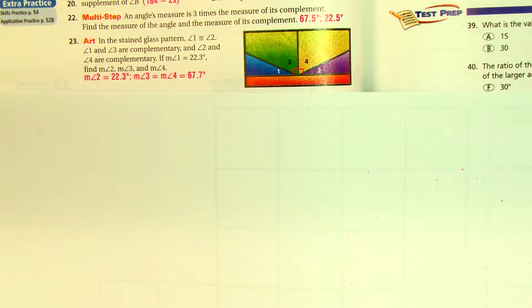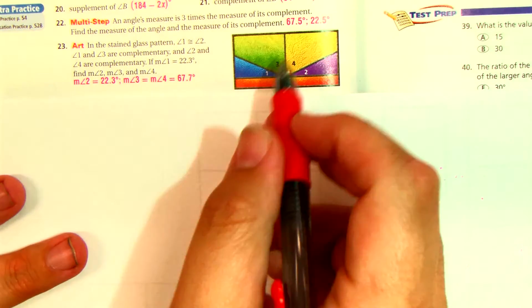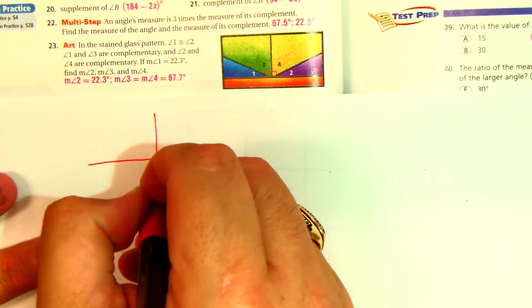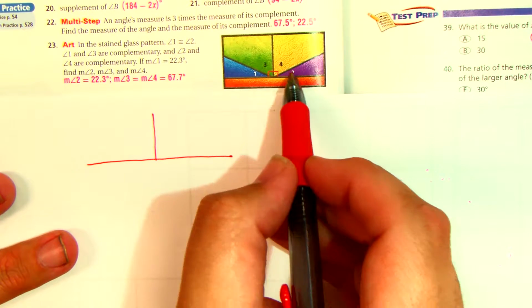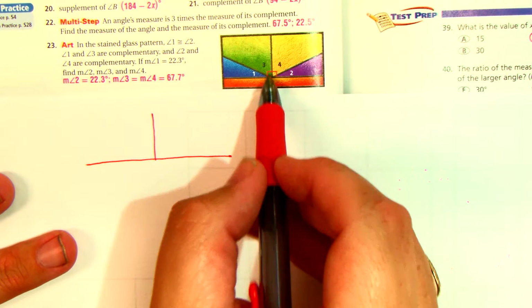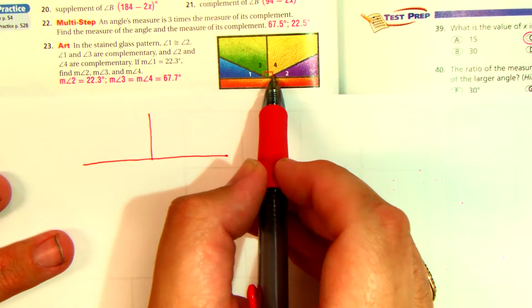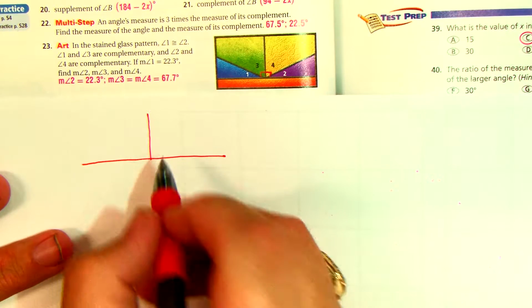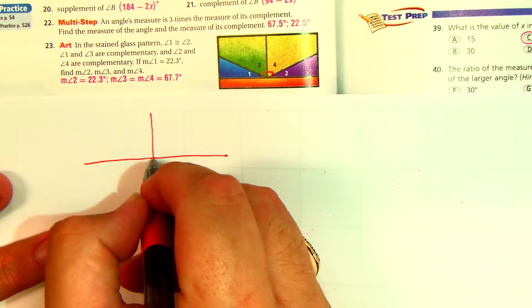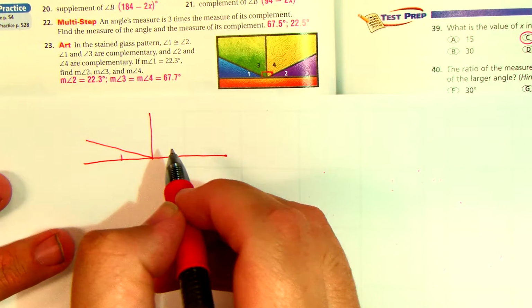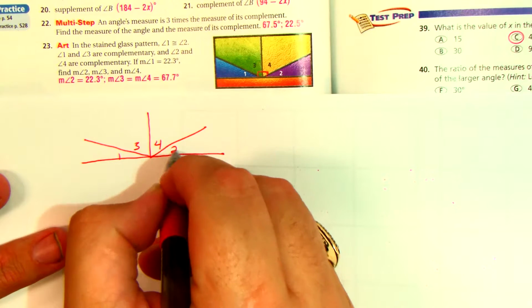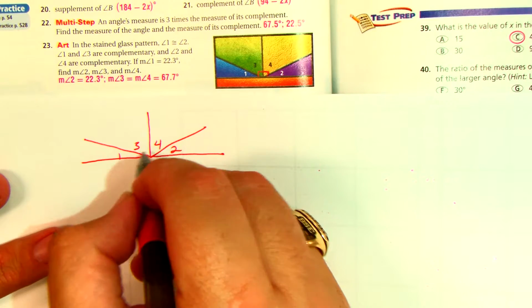And it says if angle 1 is 22.3. So we're going to draw the picture. The picture's already there, but you should draw the picture. Now, since 1 and 3 and 2 and 4 are both complementary, they form right angles. Now, this box, have you guys seen this little mark before? All right, that indicates a right angle. So we'll say that's 1, that's 3, that's 4, and that's 2. And we have our right angles.